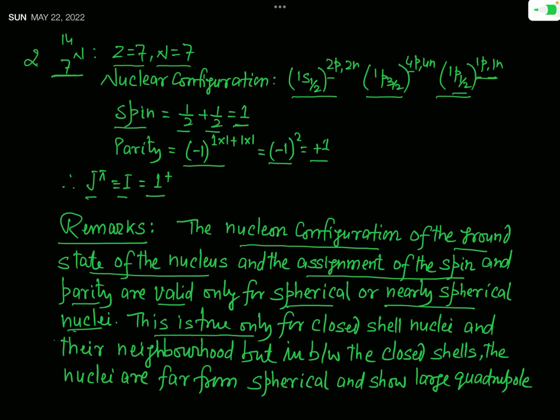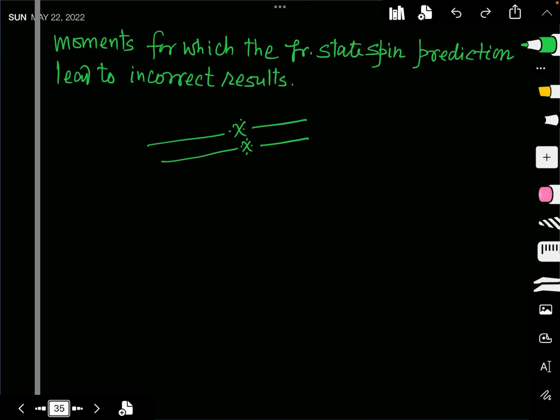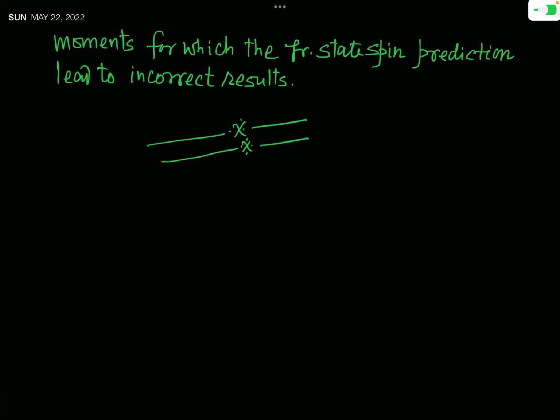This is true only for closed shell nuclei and their neighborhood. But in between the closed shells, the nuclei are far from spherical and show large quadrupole moment. You know, if the nucleus is not spherical, the quadrupole moment will be non-zero, and for such nuclei the ground state spin prediction leads to incorrect results. So remember, these predictions for the ground state spin and parity are valid only for closed shell nuclei.